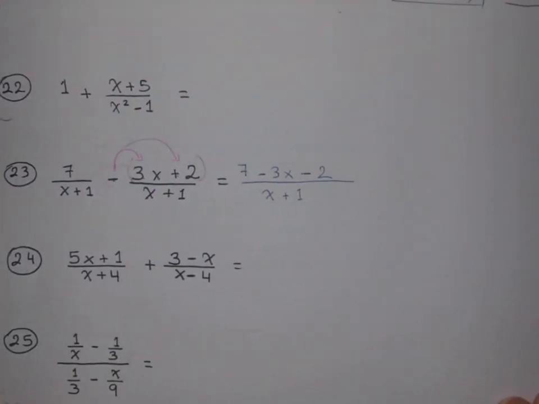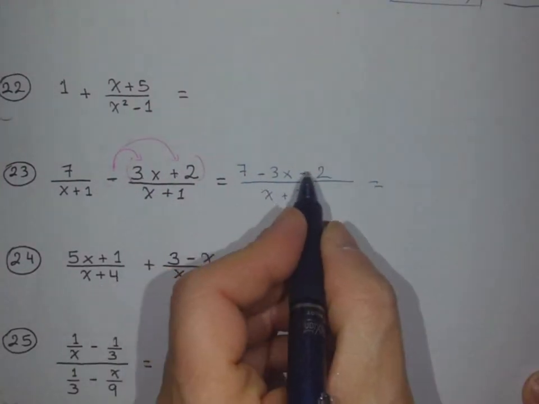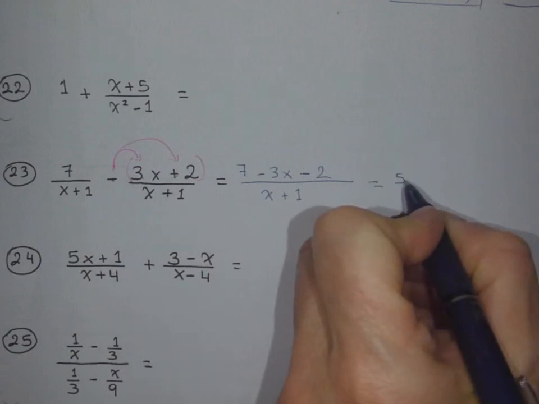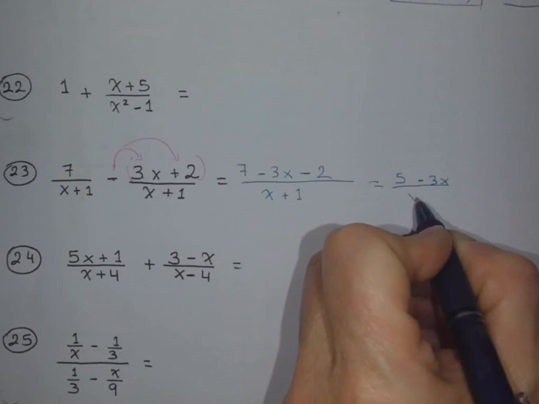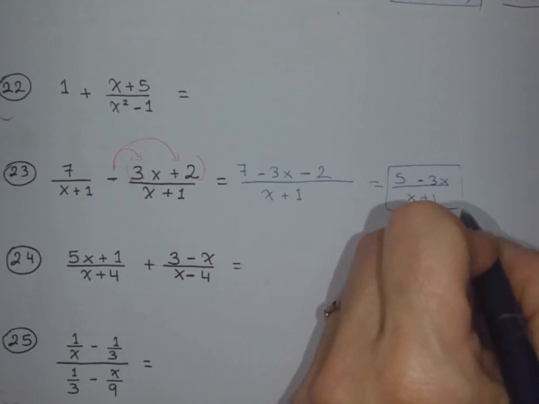Now put your like terms together. So 7 minus 2 will be 5 minus 3x over x plus 1. And that will be there.